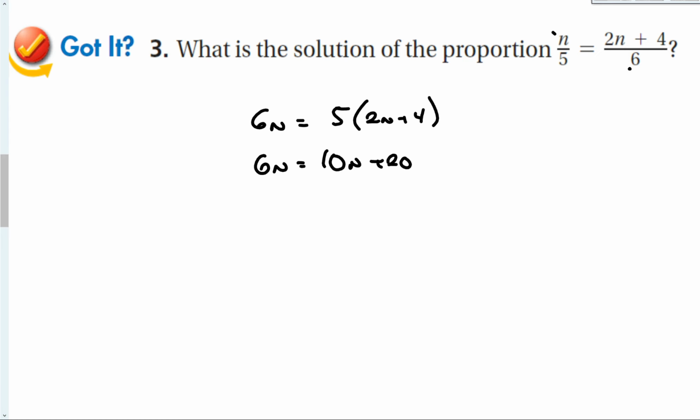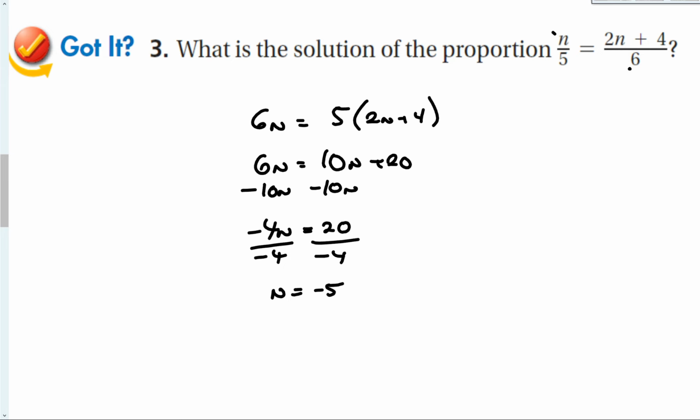You could bring the 6n over to this side because it's smaller. It's going to keep it positive, but don't forget, then you're going to have a 0 over here. Probably still the most efficient way is to just move the 10n over here, even though that'll give you a negative 4n is equal to 20. Divide out the negative 4, and we get that n is equal to negative 5.